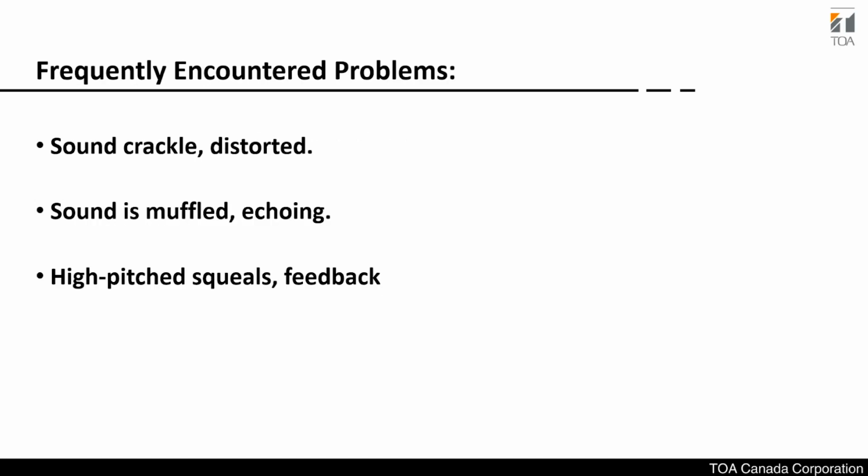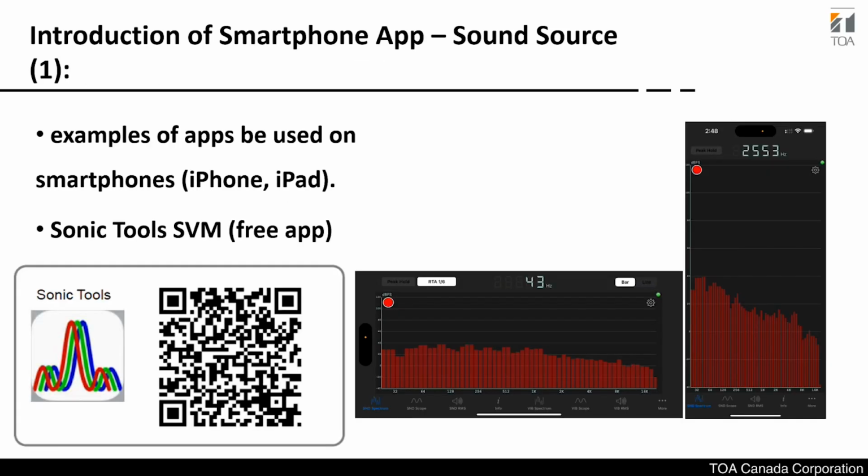So here are some of the frequently encountered problems of an audio system setup. For example, the sound is crackled or distorted, the sound is muffled or echoing, it sometimes produces a high-pitched squeal, and it is difficult to increase the volume. So now, let me introduce a smartphone app called an audio analyzer.